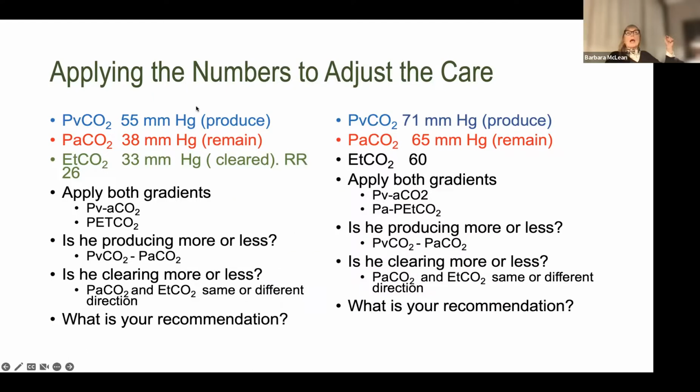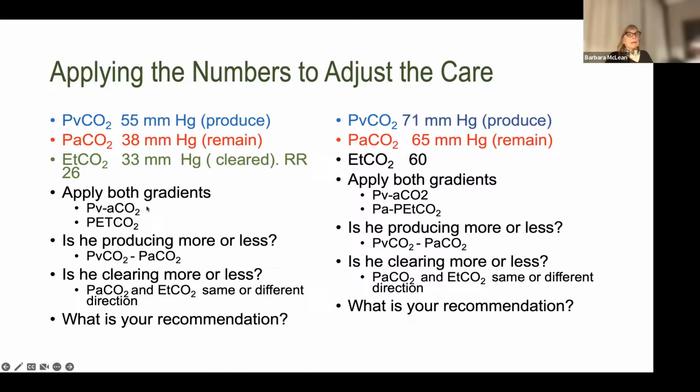So I just want to apply these numbers to help me evaluate the care. I'm going to remind you here, my venous CO2 is 55, my arterial CO2 is 38. Venous is what is produced, 38 is what remains, and my end tidal is 33. That was what was cleared. So let's apply both of our gradients, PvCO2 minus PaCO2. 55 minus 38, that's 17.